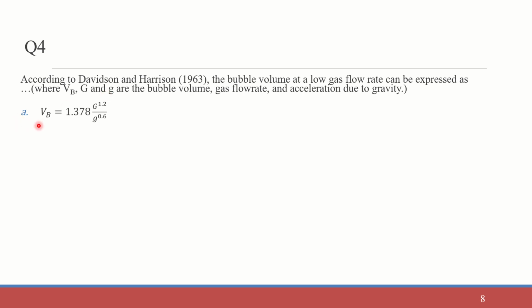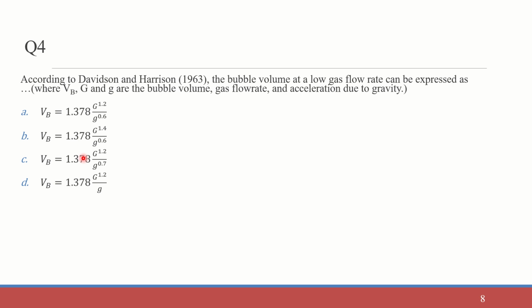Option A, VB is equal to 1.378 into G to the power of 1.2 divided by g to the power of 0.6. Option B, VB is equal to 1.378 G to the power of 1.4 divided by g to the power of 0.6. Option C, VB is equal to 1.378 G to the power of 1.2 divided by g to the power of 0.7. And last option, VB is equal to 1.378 into G to the power of 1.2 divided by g.